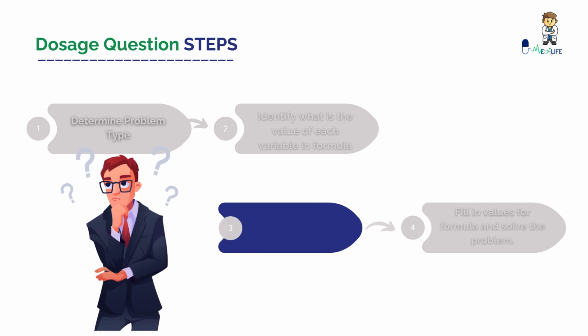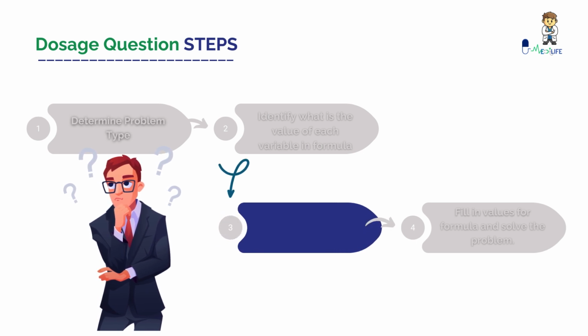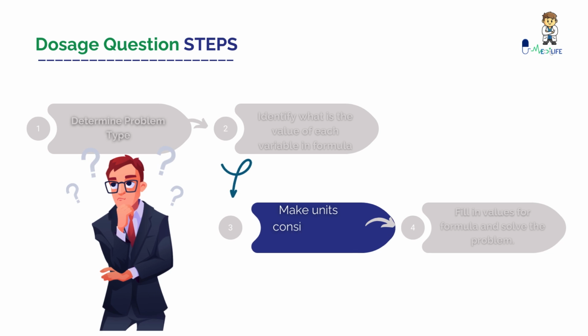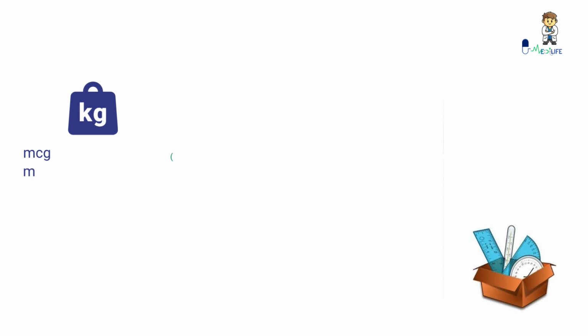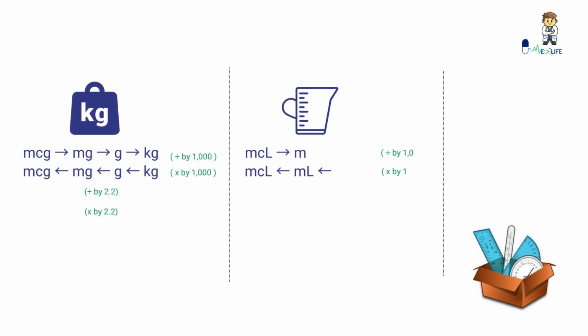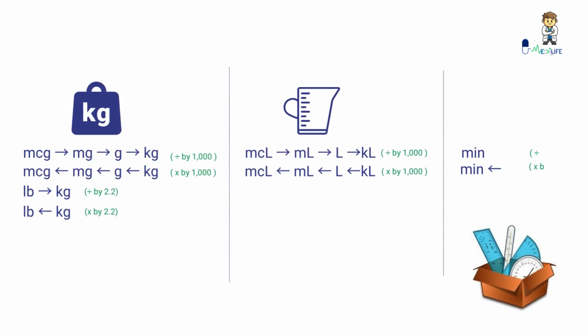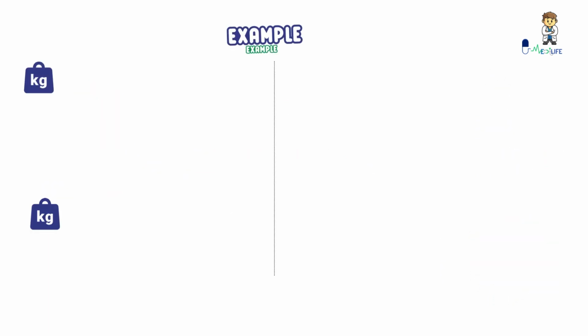Ensure all units are consistent. Convert volume to milliliters or liters, and weight to kilograms or pounds. Align concentration and drop factor. Consistent units are crucial for accurate dosage calculations. Let's review some basic key unit conversions. Feel free to pause the video and take your time reviewing these conversions to ensure consistency.